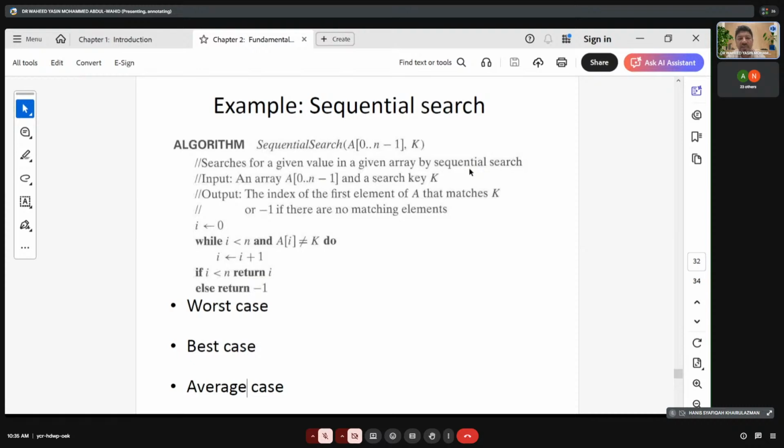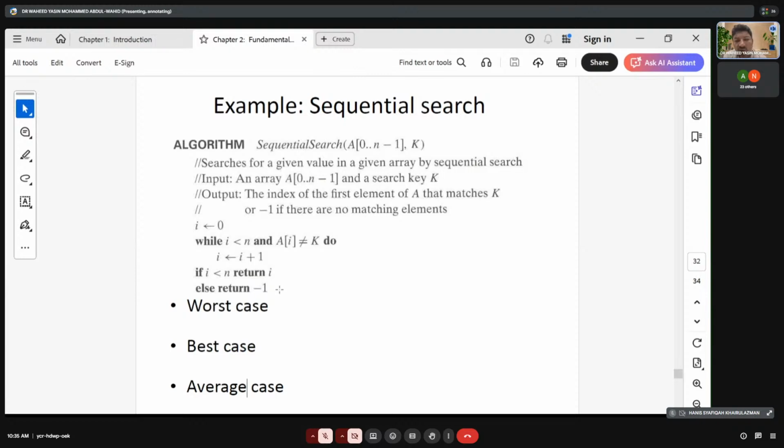We have sequential search. For a given array A and a key K, output the index of the first element of A that matches K, or -1 if there is no matching element. So here: while i < n and A[i] ≠ K, do i plus 1. If i < n, return i, else return -1.